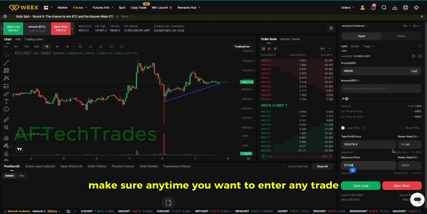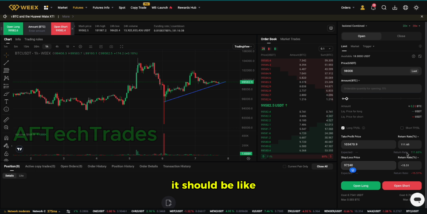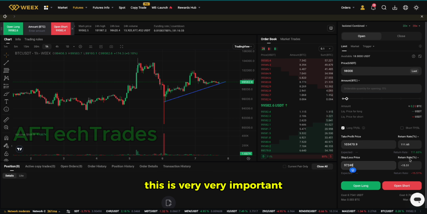Make sure anytime you want to enter any trade, your return should always be higher. It should be like 2 to 3 times higher than your loss. Please, this is very, very important.